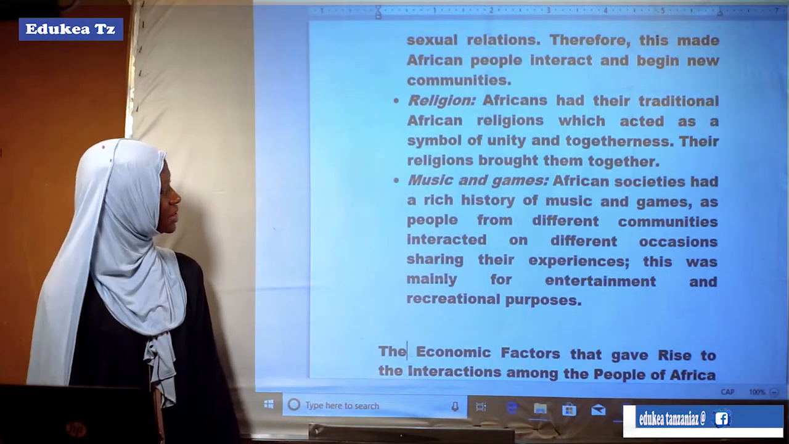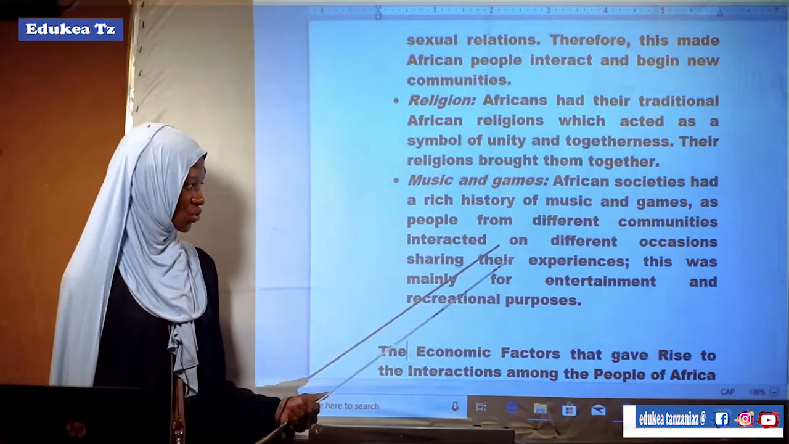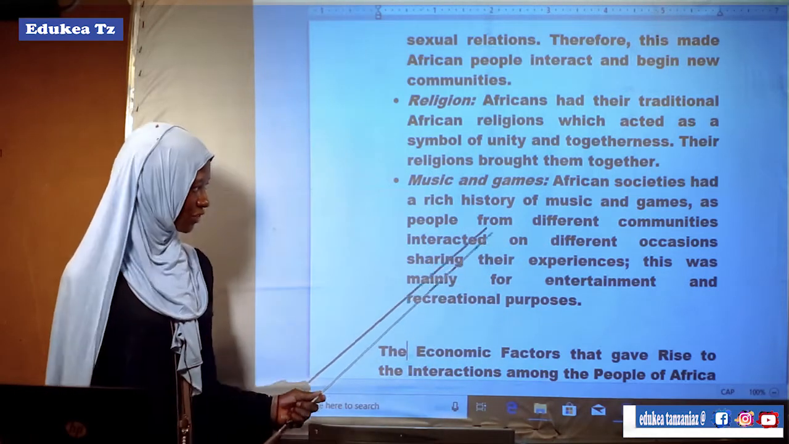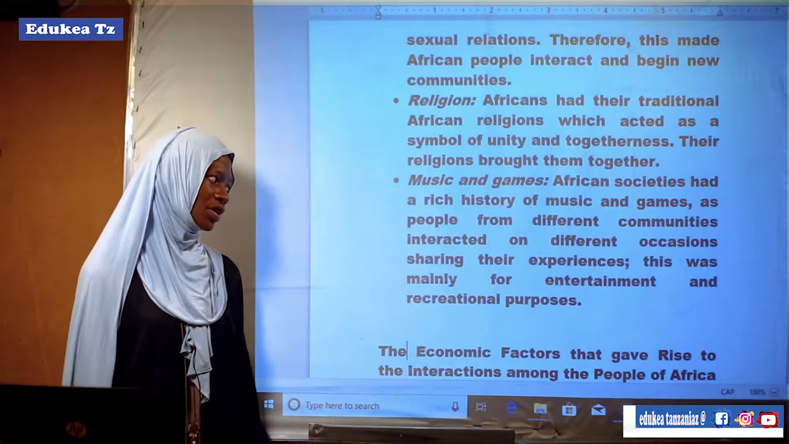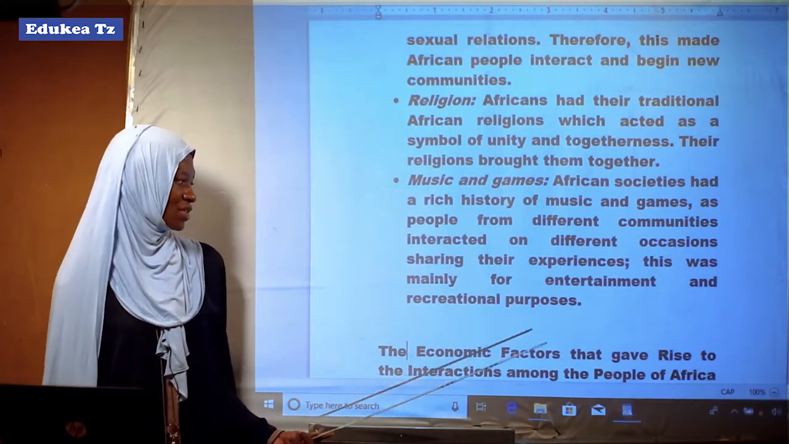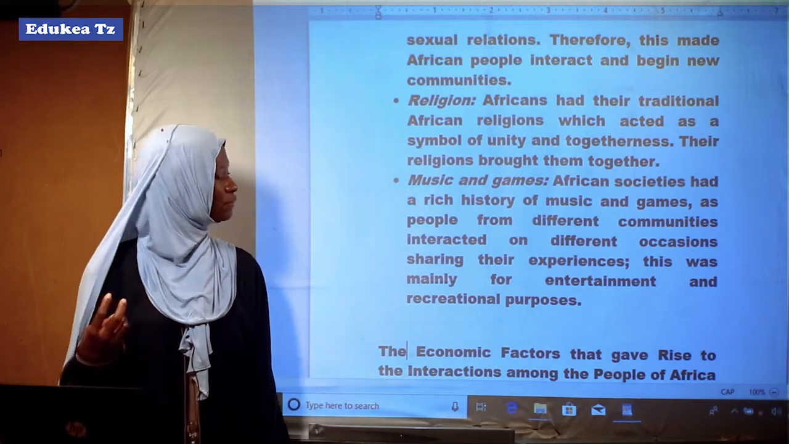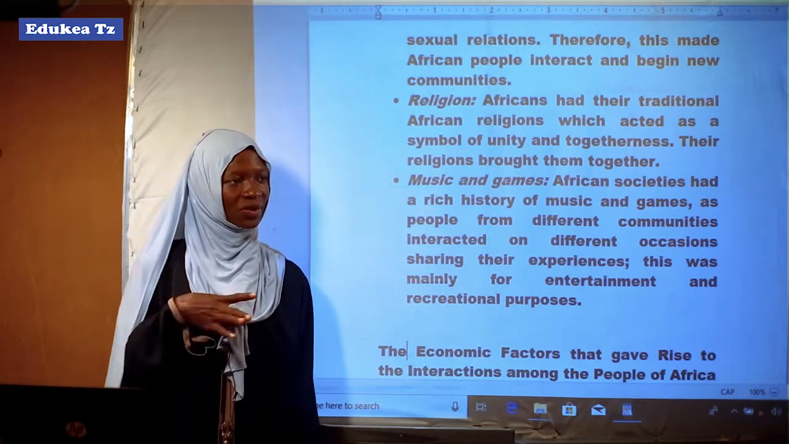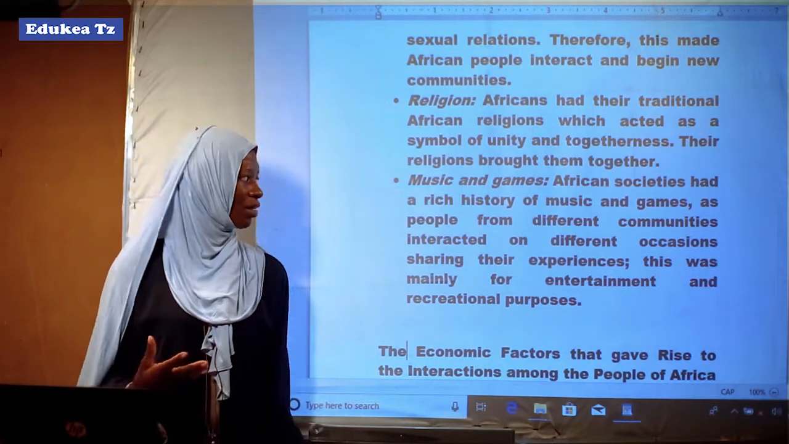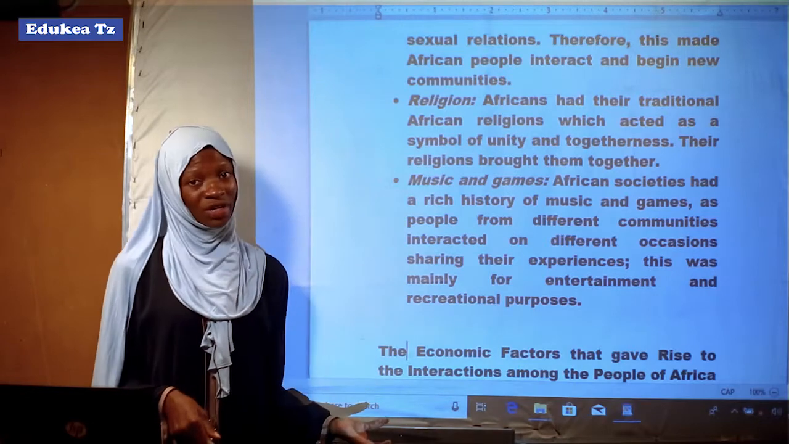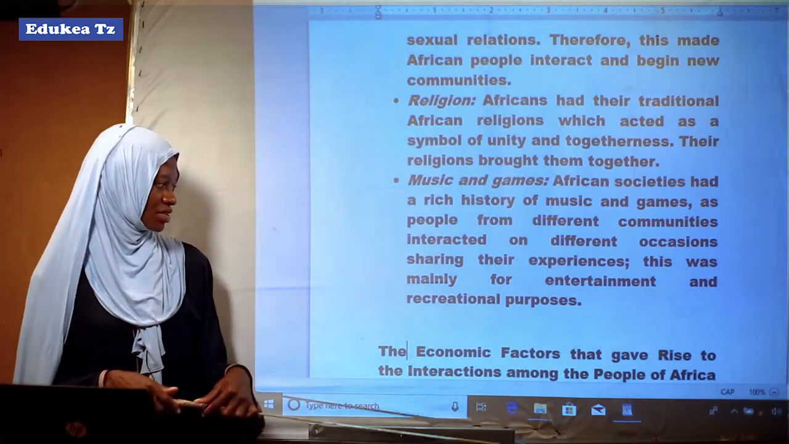The next one is music and games. African societies had a rich history of music and games, as people from different communities interacted on different occasions, sharing their experiences. This was mainly for entertainment and recreational purposes. Nowadays you can see musicians move from one place to another for their work. You can even move from your home and follow where a certain musician is performing. That is interaction. It is for entertainment and recreational purposes.